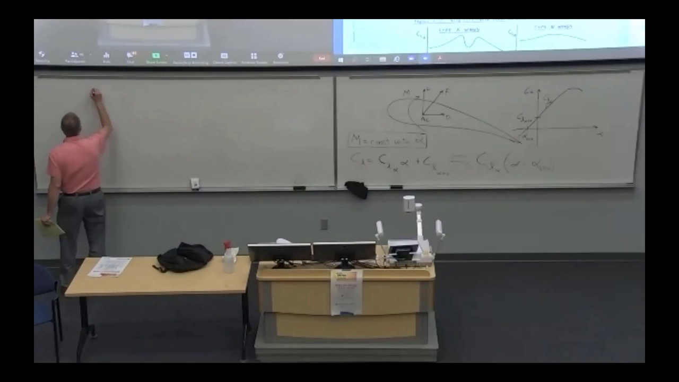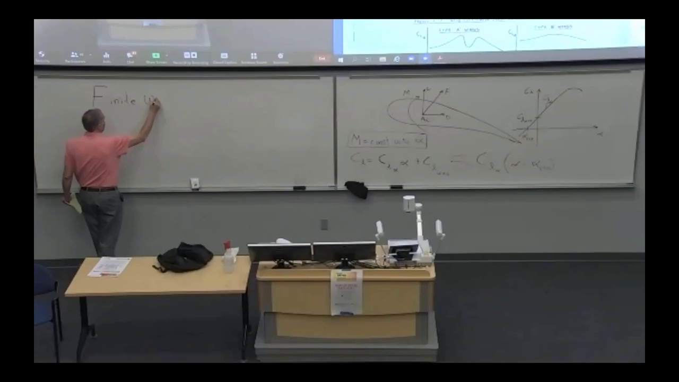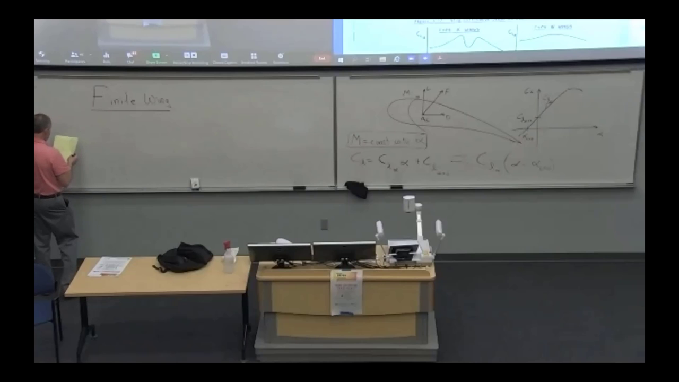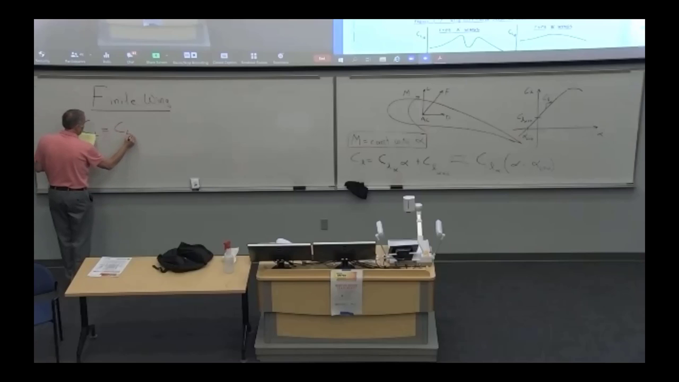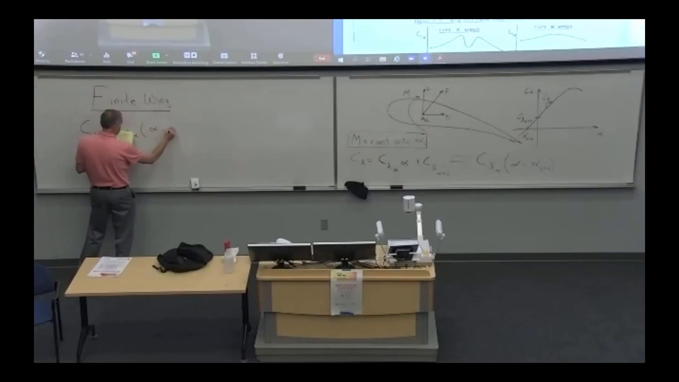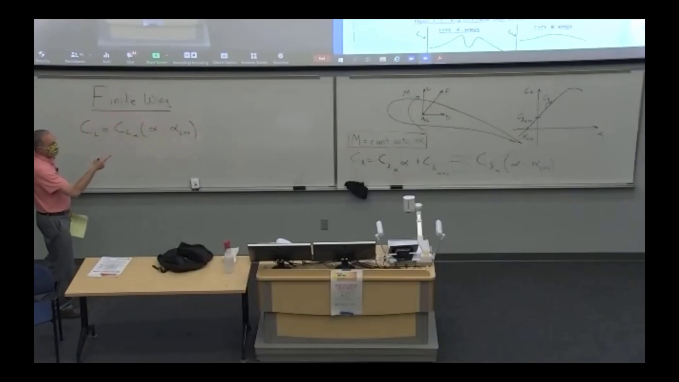So again, we're doing a finite wing. So now we still have a line. So the picture for the lift curve still looks the same. It's just that the slope changes. Remember that? Because of the wingtip effects, once you start producing lift, you get some loss of lift the more you increase the angle of attack. And so you get a lower slope.